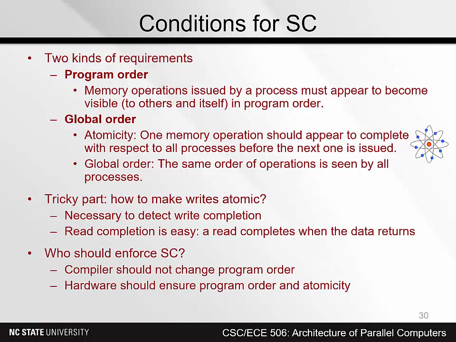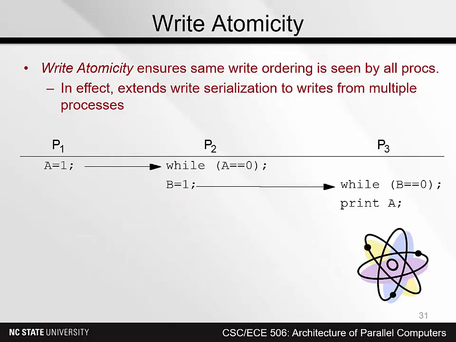Atomic writes are easy if there's a shared bus. Without a shared bus, making writes atomic is hard. It's no problem for reads to be atomic because a read is finished when the data returns. But a write is harder. How can every processor in the system know that a write is done? Clearly, we can't afford to send a message to each processor every time a write completes anywhere in the system.